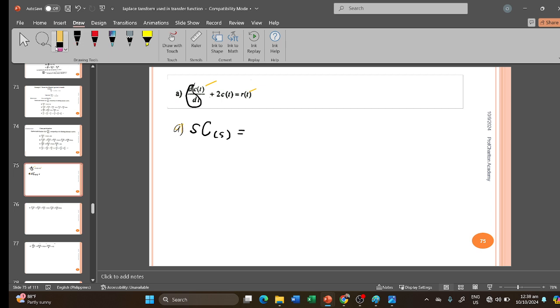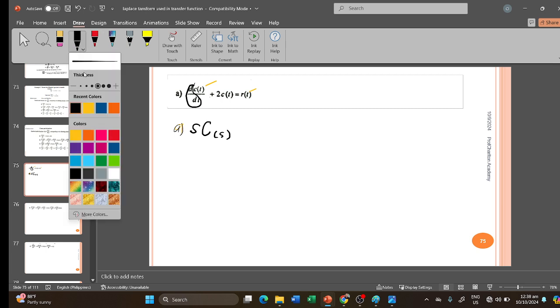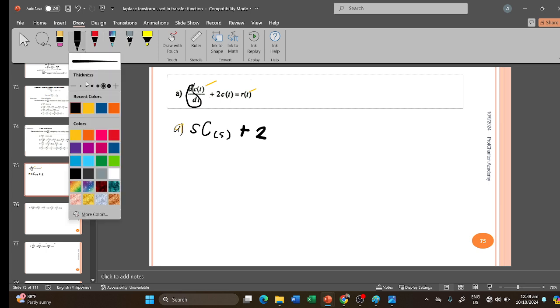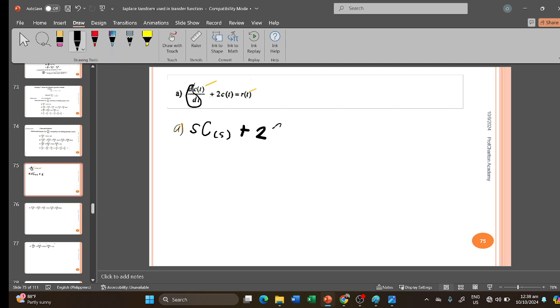In this expression, there's a constant. And how do we treat the constant? We just have to retain the constant 2, and we make the C capital as before, and then we put the S here, and then the R we have to make it big, and then here is the S, right?